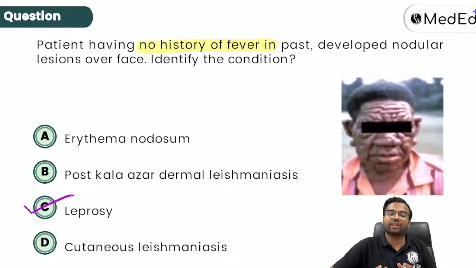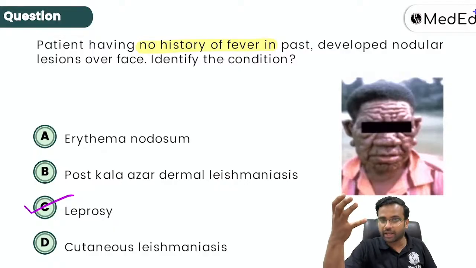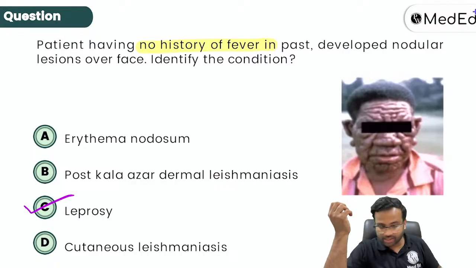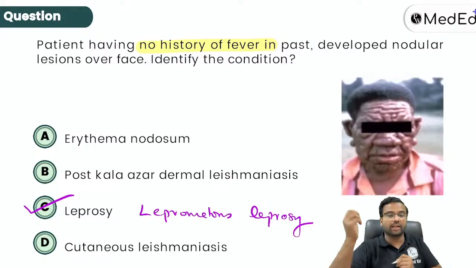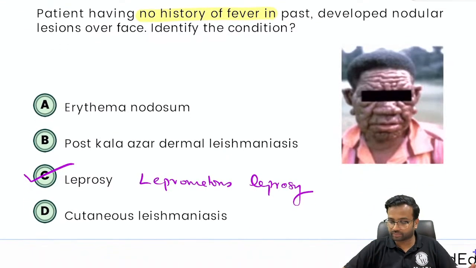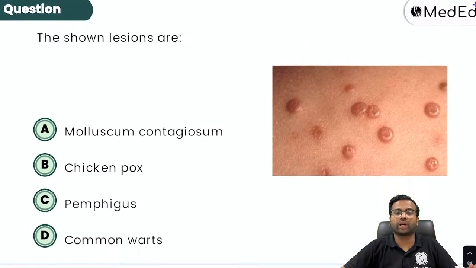So we all have learned various clinical classifications of leprosy. Based on this image, which type of leprosy do you think this patient is having? Is it a tuberculoid type? Is it a borderline type or a lepromatous type? Yes, this looks like lepromatous leprosy, isn't it? Excellent. Super.